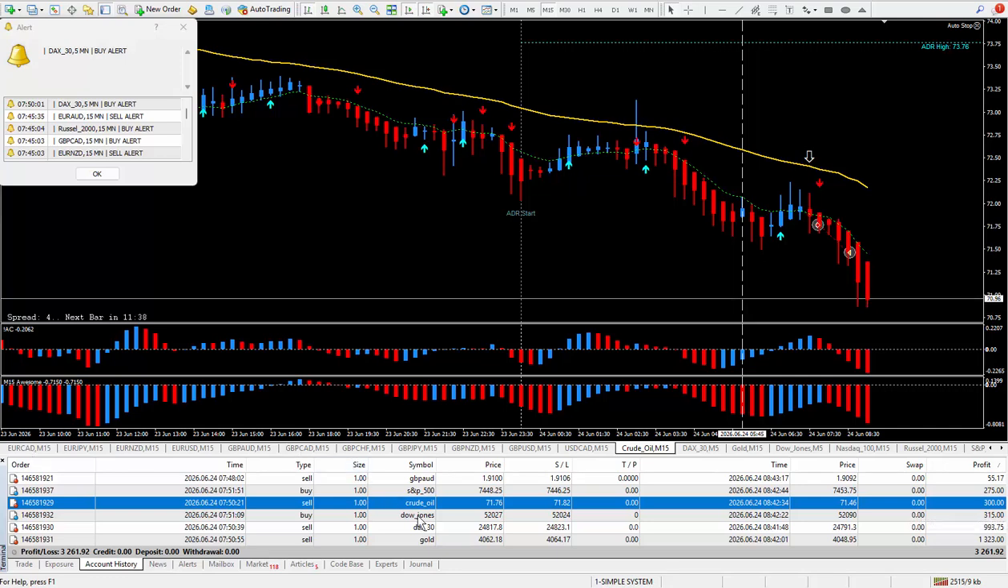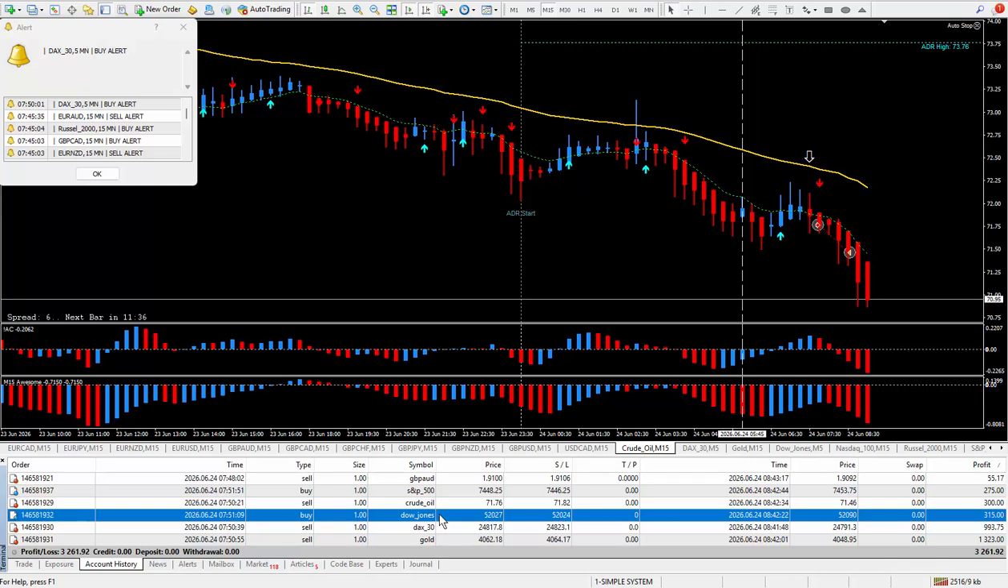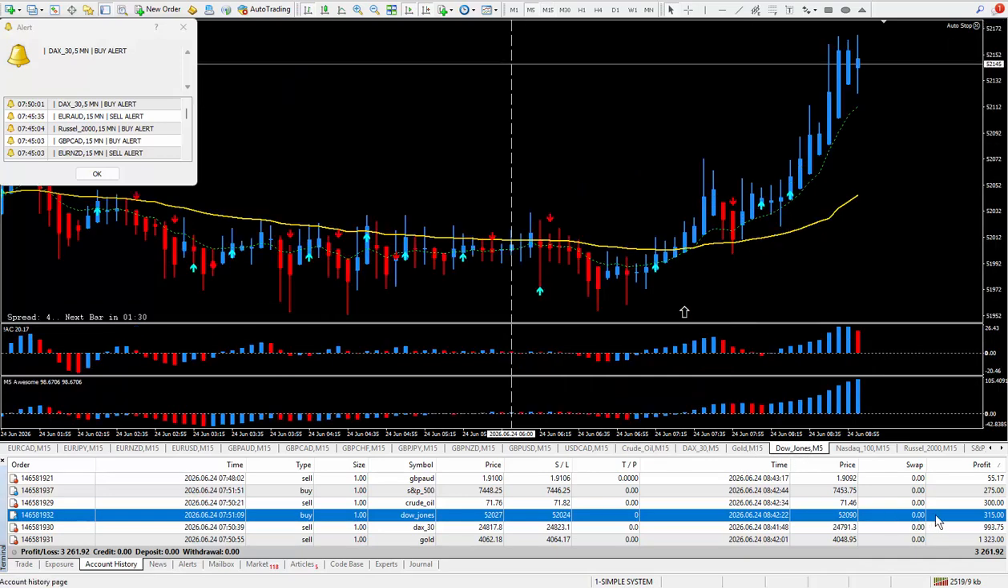Okay, moving on to Dow Jones, another one that pays $5 for each tick. So on this Dow Jones, I took the money, divided by 5. Calculator says we're looking for 63, so we're going to drag and drop this up. Very easy, even just by looking at the charts.